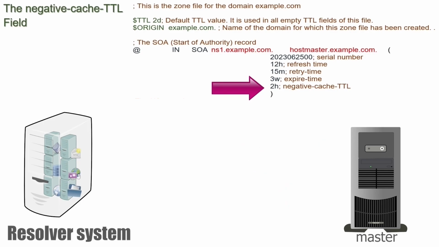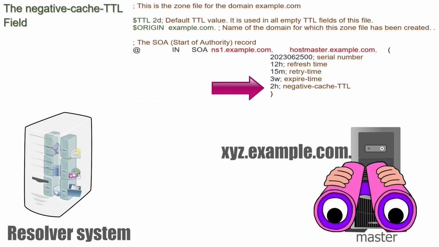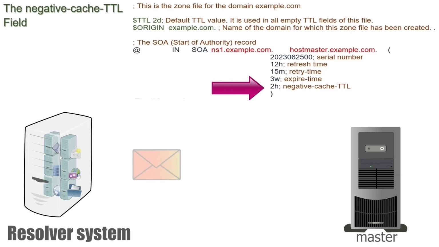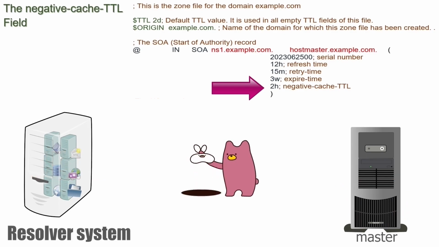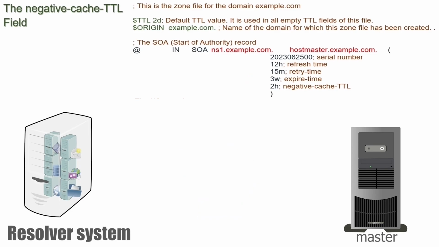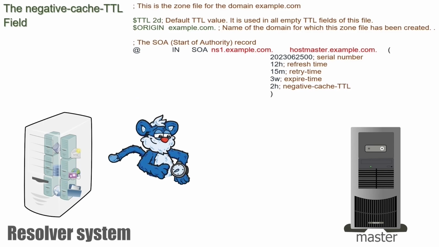Let's take an example. Suppose a resolver system asks this nameserver to resolve the name xyz.example.com. The server checks its zone file and finds no entry for the name xyz.example.com. It returns an error indicating the requested name does not exist and can't be resolved. It also includes the negative cache TTL field's value in the error message. The resolver system saves the answer in the cache and does not send a query to resolve the same name again until the negative cache time expires.